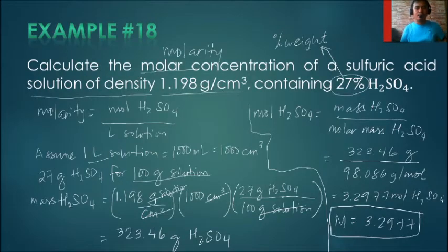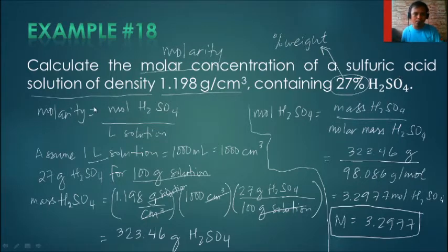Okay. Next one. So, we are going to calculate naman dito yung molar concentration or the molarity of a sulfuric acid solution of density 1.198 grams per cubic centimeter containing 27% of sulfuric acid. Okay. So, ngayon, dito, alamin daw natin yung molarity galing dun sa solution na given yung density at given itong 27% na siyang magiging percent weight or percent mass ng solute. Kasi ang solute natin dito is yung sulfuric acid.